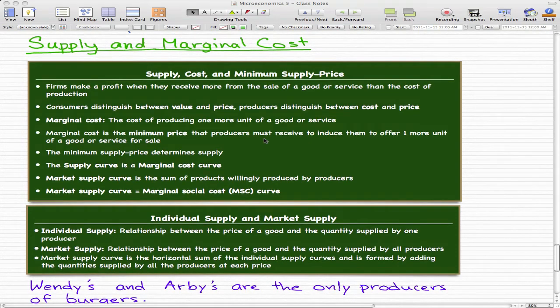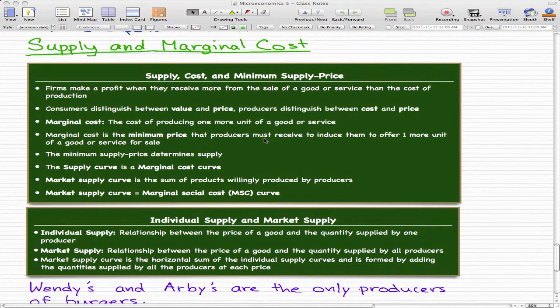In this video we're going to go through supply and marginal cost, and this video is mainly based on these two blackboards or green boards. They are the supply cost and minimum supply, and the individual supply and market supply. So let's just go through them.